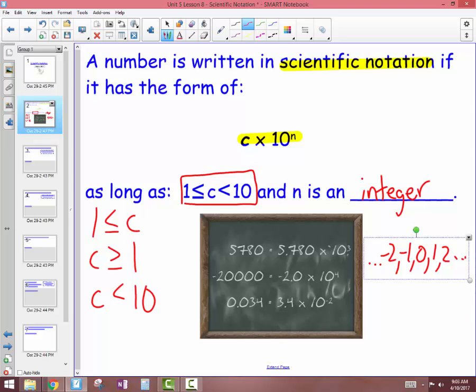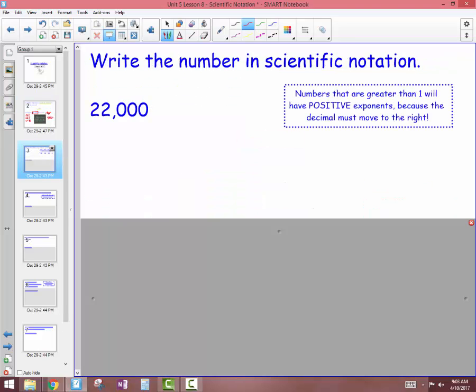So let's talk about scientific notation and actually how to write using it. It says, write the number in scientific notation, and I have 22,000. Not an extremely large number, but a number that we know we could use scientific notation to represent. Over here in the box, it says numbers that are greater than 1, bigger whole numbers, these larger numbers, will have positive exponents because the decimal must move to the right.